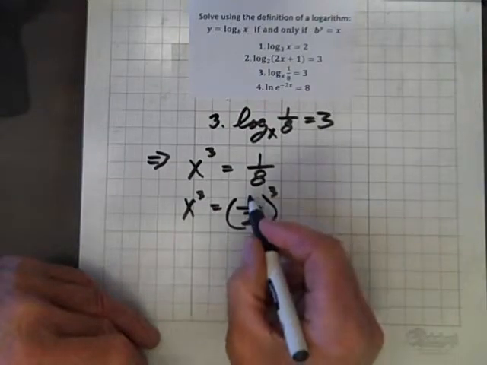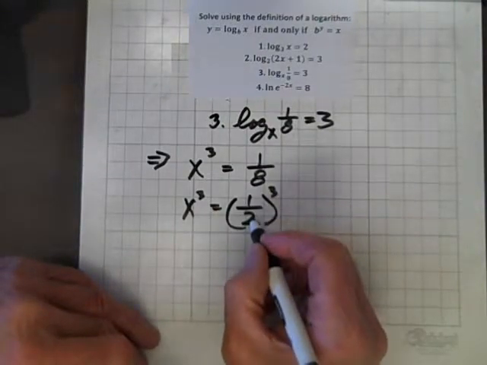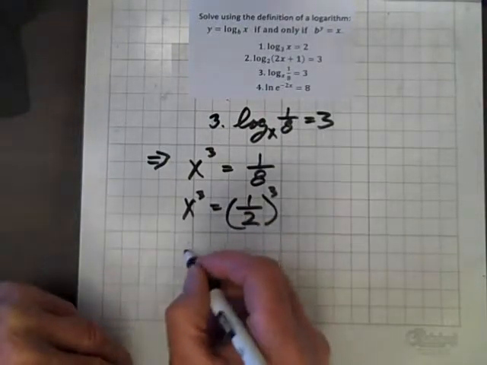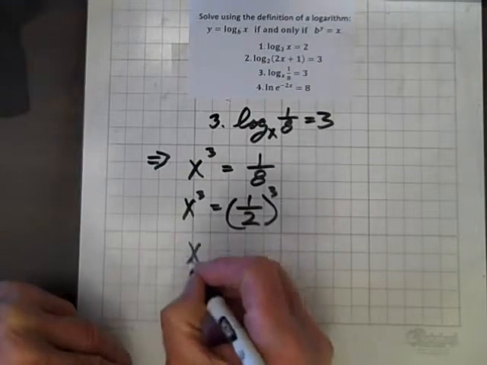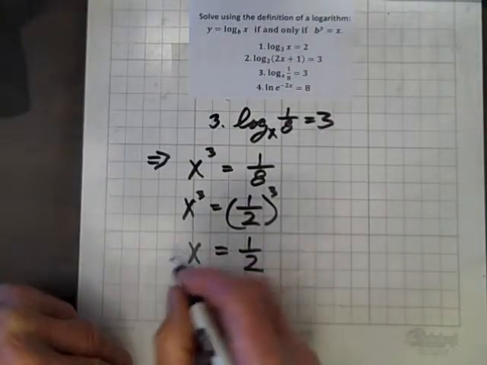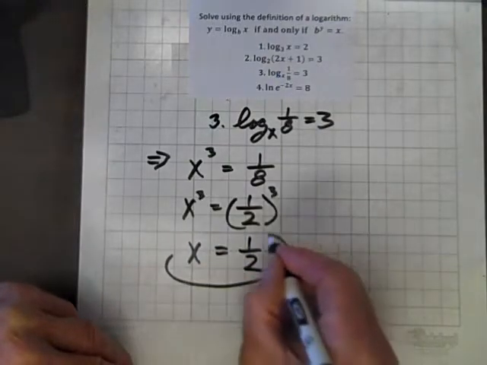cubed. If we cube 1, we get 1. If we cube 2, we get 8. So taking the cube root of both sides, we have x equals 1/2. Solved another one.